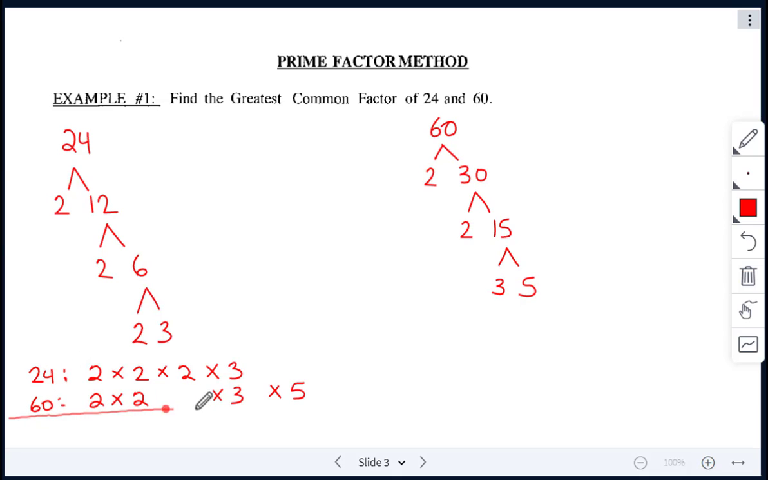So now I can find my GCF by looking at what's common. So 2 and 2, 2 and 2, and 3 and 3. So now all I do is multiply 2 times 2 times 3, which gives me the greatest common factor of 12.